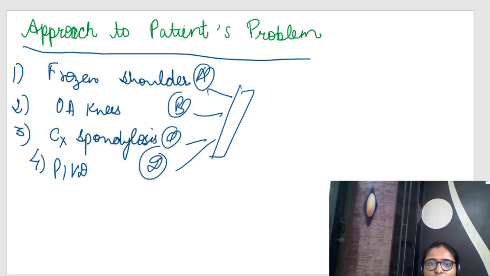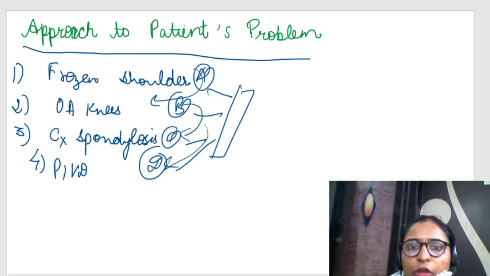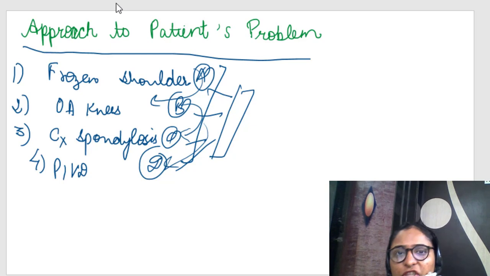If there is a case of frozen shoulder, you can't take that approach to OA knees, or you can't take that approach to cervical spondylosis or the PIVD, right? For every problem you have to approach it differently, because every patient is different and the problem is also different for every patient, so your approach should also be different. Then you have to change your approach according to the condition of the patient.